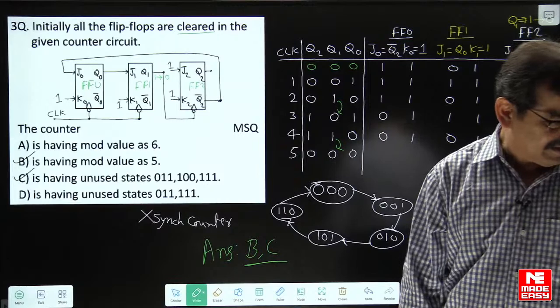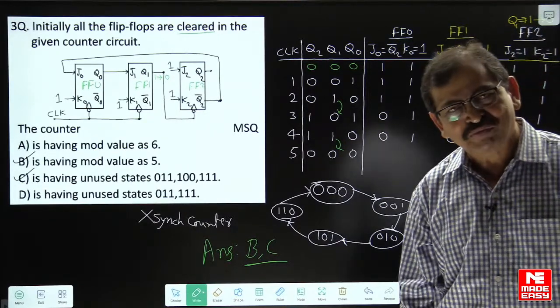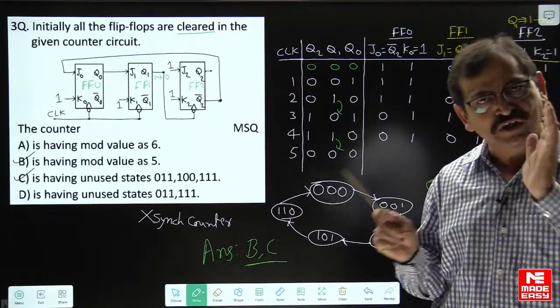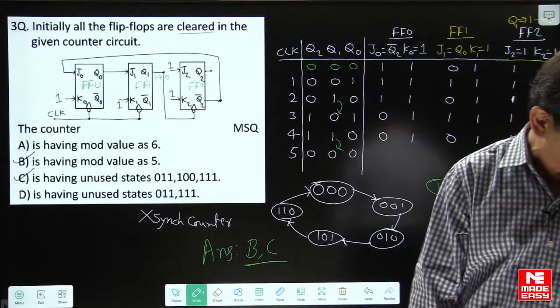Mr. Hemant Krishna, you are mentioning a combination of synchronous and asynchronous counter. Of course, you should not name it a combination of synchronous and asynchronous. On the whole, it is to be named only as an asynchronous counter.